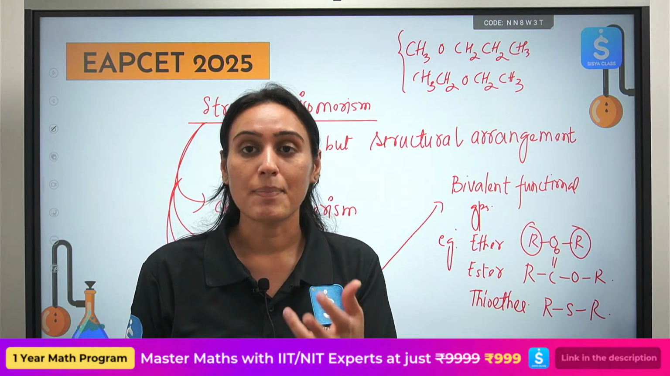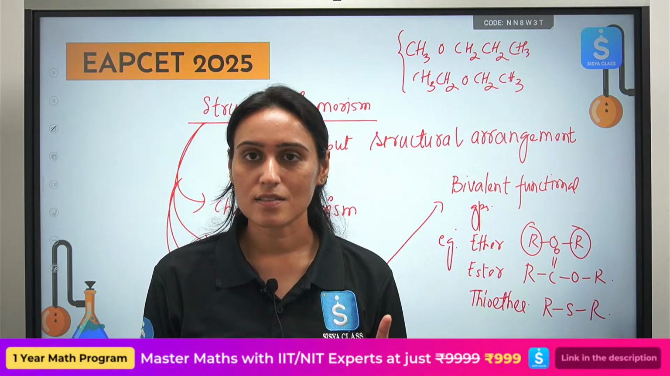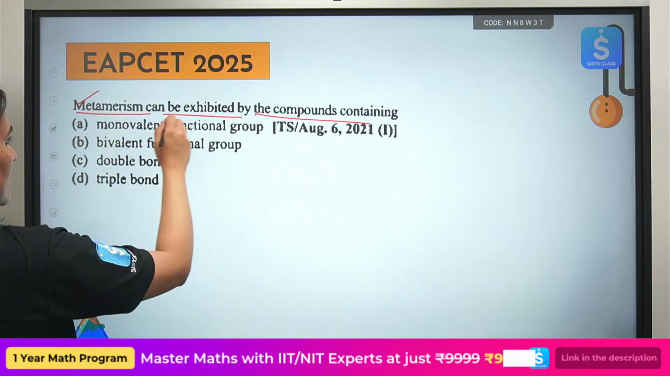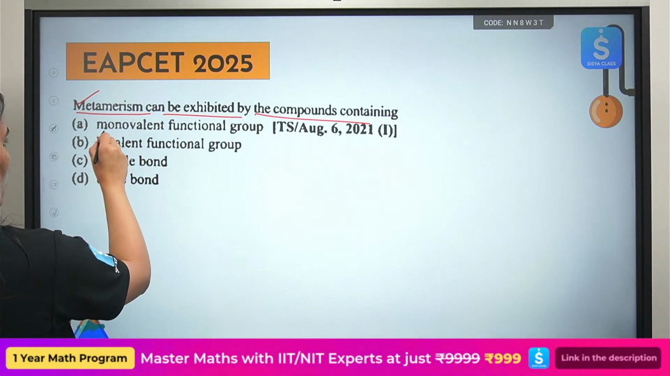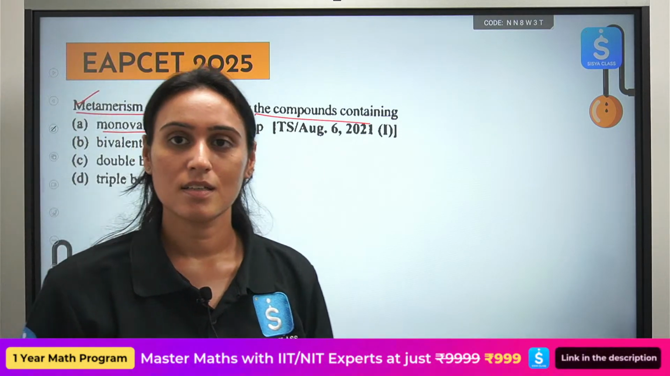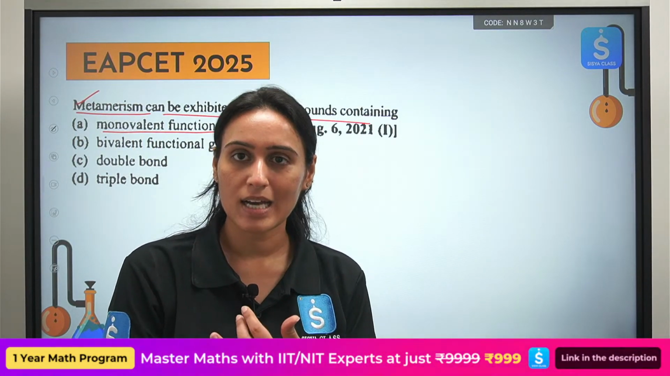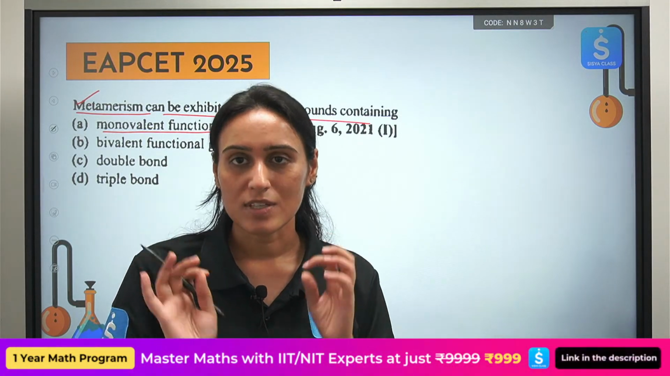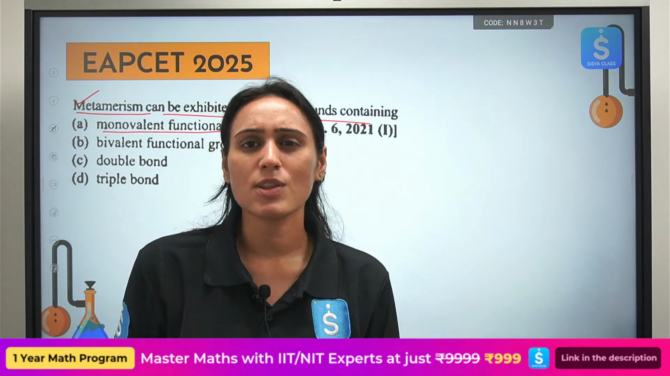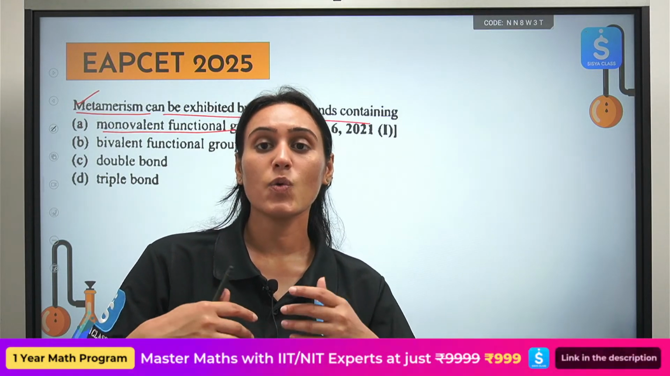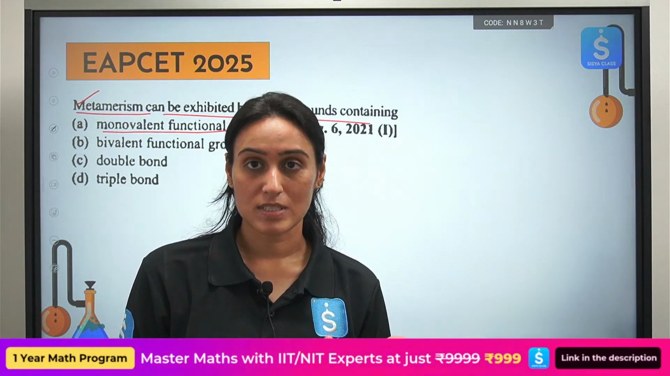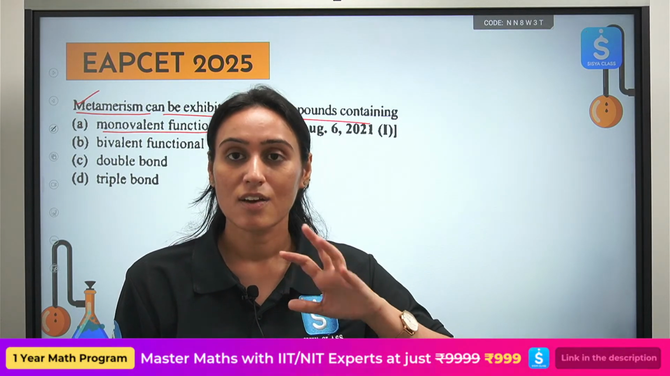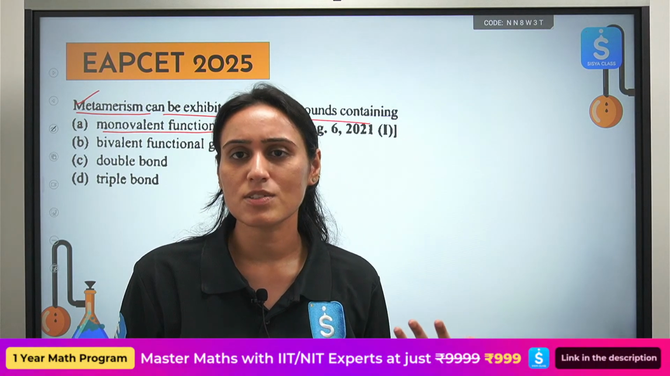It is shown by bivalent functional groups. Now can we answer the question that was asked? Please see. Metamerism can be exhibited by compounds containing monovalent functional groups. For that, monovalent functional groups like your alcohol, your aldehyde, your carboxylic acid, all such normal functional groups which are connected to your alkyl chain on one side, they will not show metamerism because you need two different alkyl groups on both sides. Correct? Two different alkyl groups must be connected to your bivalent functional group. Then only you will call such compounds metamers of each other.